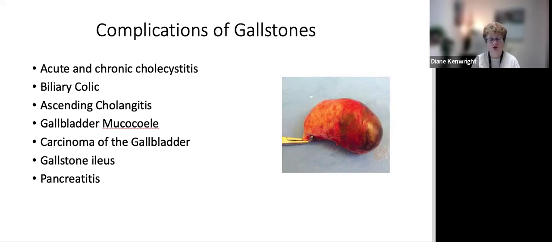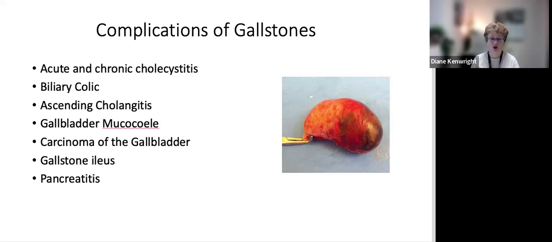So no bile salts or bilirubin can get in and out, and everything in there is absorbed, and then the lining of the gallbladder continues to secrete mucus, thus forming a mucocele.